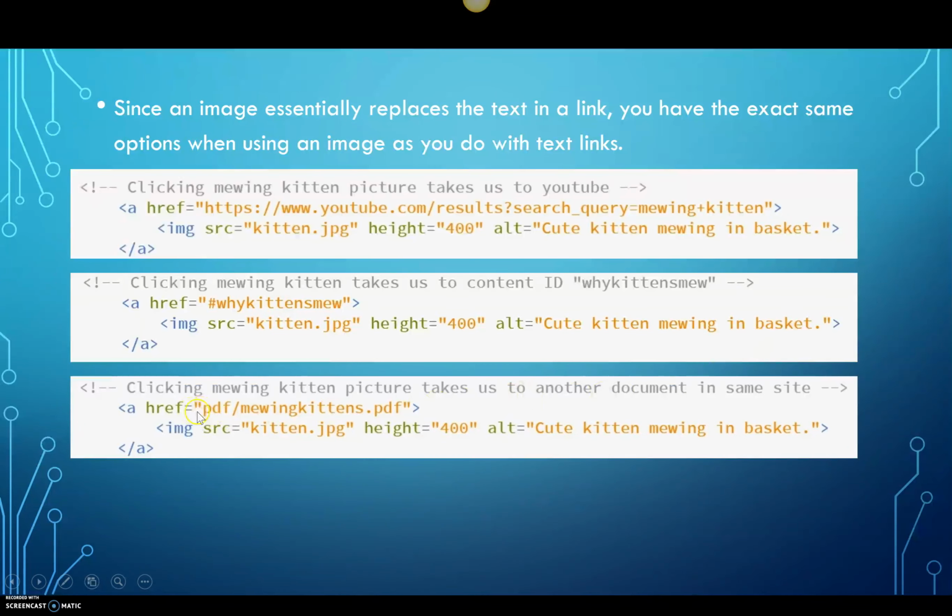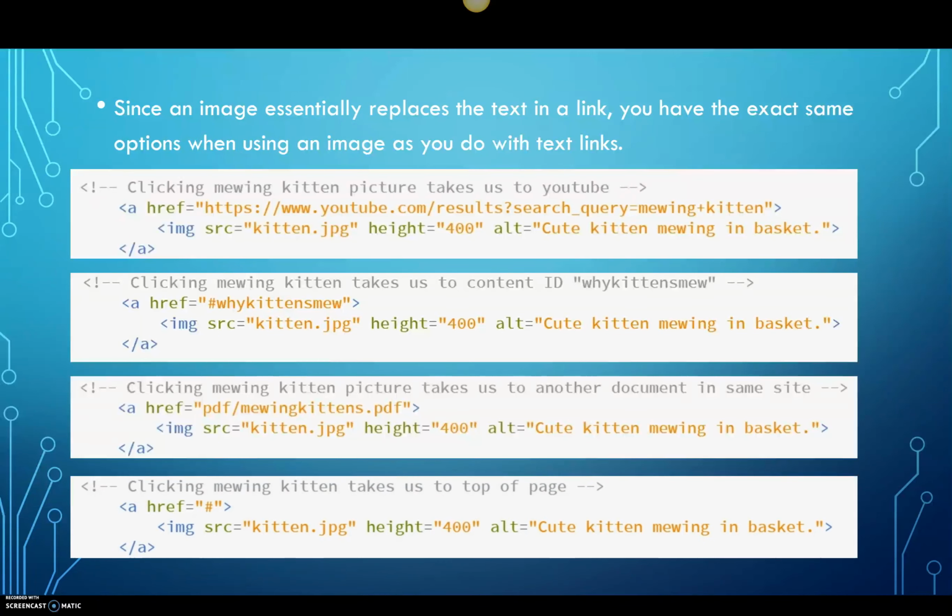And this is a link that takes the user to another page within the same site. The relative path being the PDF subfolder and then mewingkittens.pdf. Another reason why you might use this is you might have a next image or an image that is a navigation image that would take the user somewhere. And then here's your regular hashtag that just takes the user to the top of the page when they click on this. I'm not sure why you'd use this particular one, but you might have an image at the bottom of the page that says, take me back to the top.